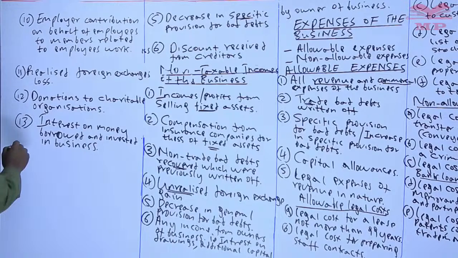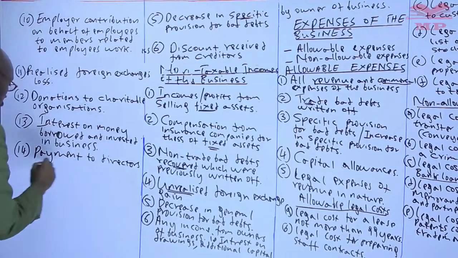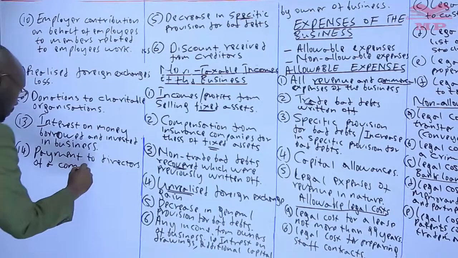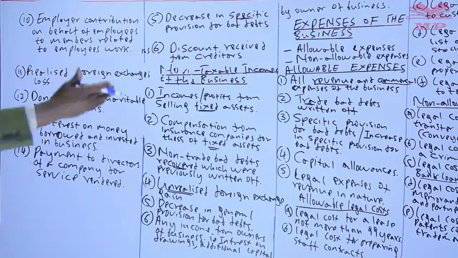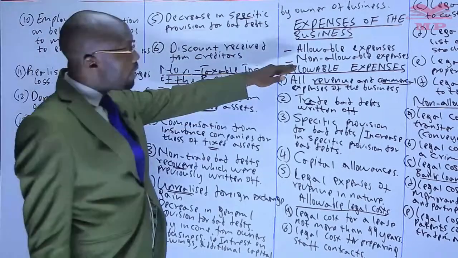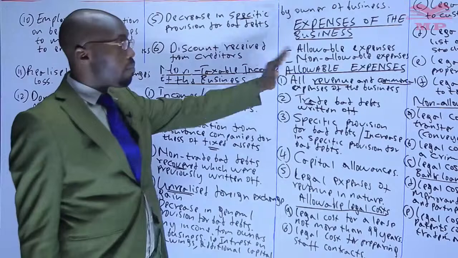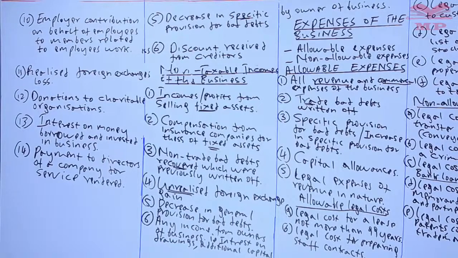After that, we have number 14. Payment to directors of a company for service rendered. Expenses of the business, and this is according to the Income Tax Act. After looking at the allowable expenses, we need to look at non-allowable expenses. These are expenses which cannot be deducted against the taxable incomes of the business. Which are these non-allowable expenses?